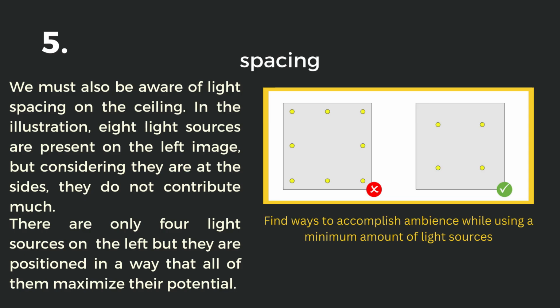If you look at the image on the right, there are two ceilings. These give off the same amount of light, but notice how one of the ceilings only requires 4 light sources. This is because the design on the right maximizes the potential of each source and spreads them out accordingly.